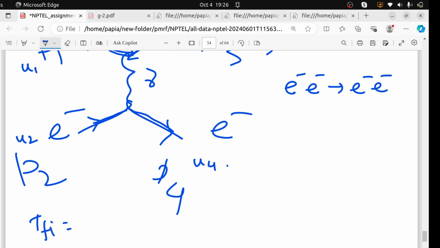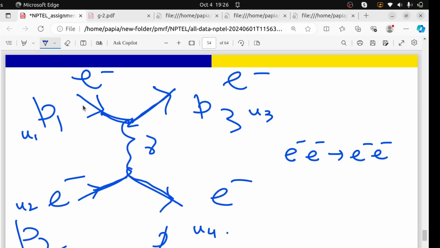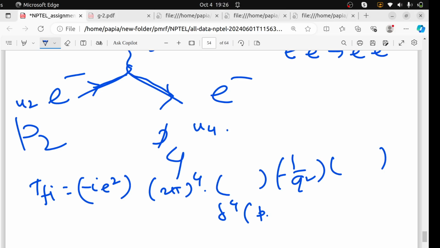TFI has what? Minus i squared is there. Then 2 pi to the power 4 is there, then there will be some vertex, then minus 1 by q squared for the photon, and there will be another vertex, and delta 4 should also be there, right? So let me write here first delta 4. Delta 4 is simply P1 plus P2 minus P3 minus P4.